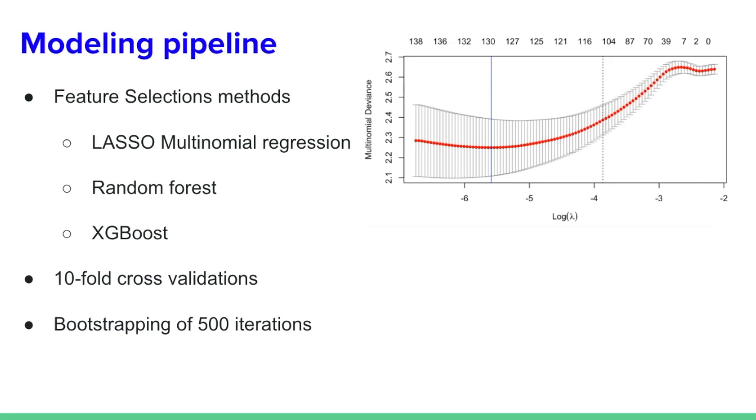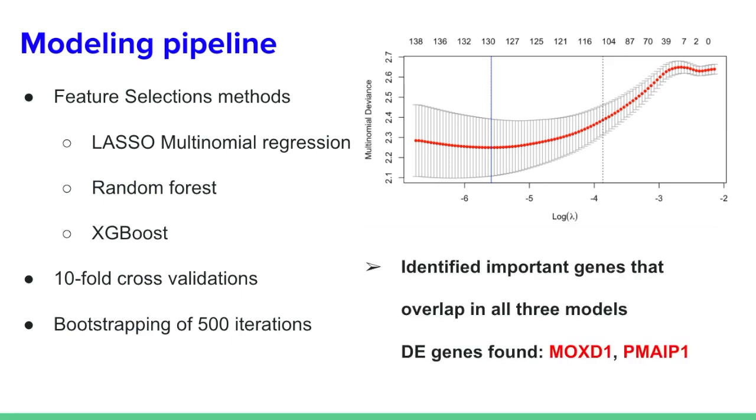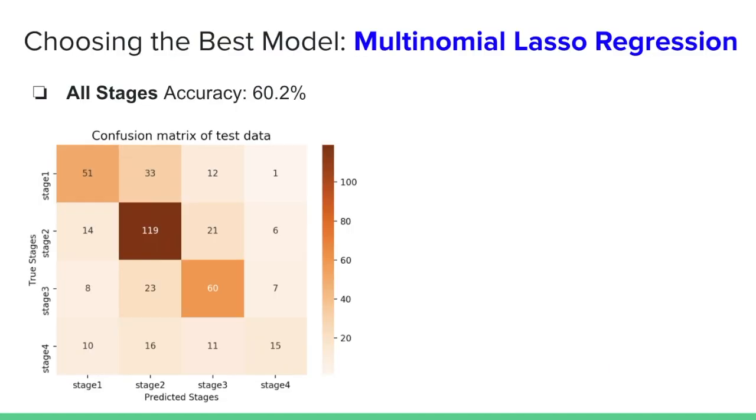For stability testing for selected genes, we did bootstrapping with 500 iterations. We also cross-checked important genes that are chosen by all 3 models, and our models identify genes MOXD1 and PMET1, which genes are verified to be differentially expressed genes. To validate our model, we reported tenfold cross-validation accuracy for predicting 4 different AMD stages. Among 3 models, multinomial lasso regression had the best performance of 60.2%.